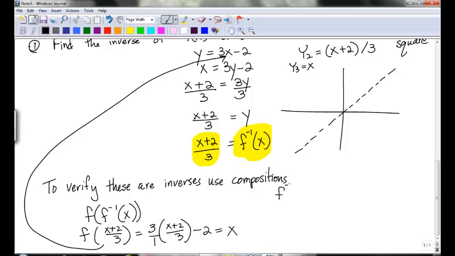You can also do f inverse of f of x. You can put the original back in, so if we did that, we'd have f inverse of 3x minus 2. So we'd put that back in, 3x minus 2, right in here, and then plus 2 over 3. And it brings you right back to x.